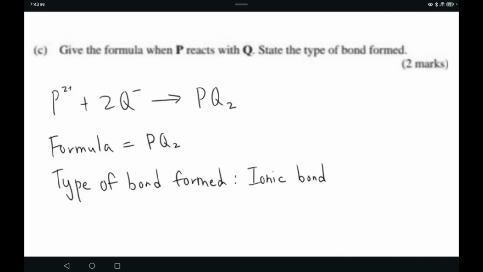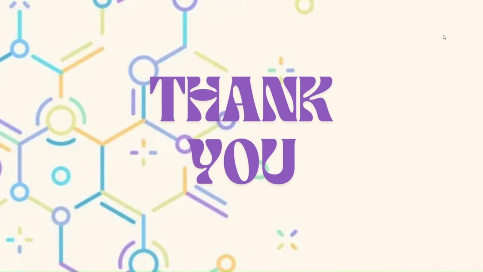The type of bond formed is ionic bond. This is because there is a transfer of electrons between the two atoms. We know that P donates 2 electrons to form the P2+ ion, and Q receives 1 electron and forms the Q minus ion. There is a transfer of electrons between the two elements. So an ionic bond is formed between the two elements.